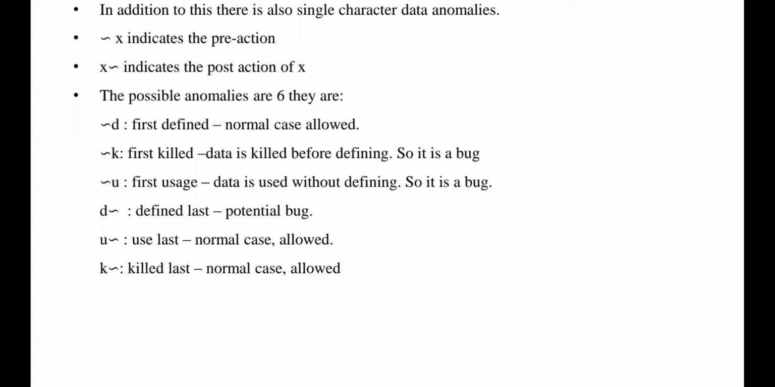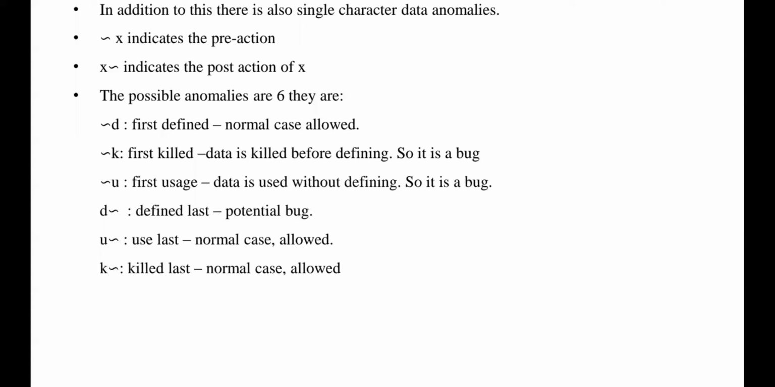Next one, post-action. That is after define, after kill, after usage, the next action will be performed. So D negation, U negation, K negation. D negation is defined last, U negation is used last, K negation is killed last. After doing the killing process and the usage process, we cannot go for define. First we have to define, then we go for the killing and usage processes. That is a bug. So defining last is a bug.